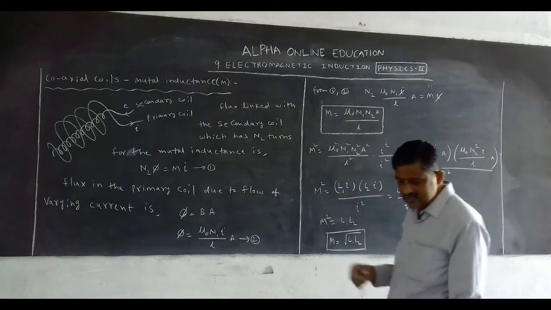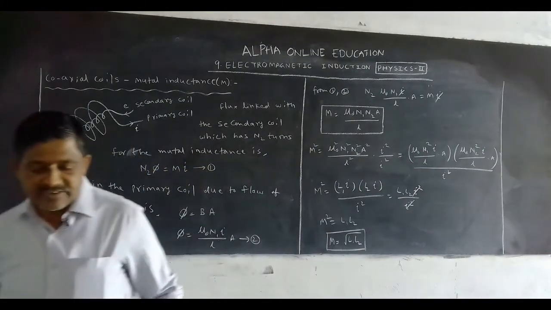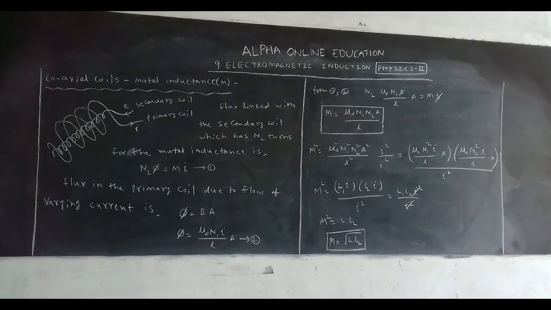Okay, this is about the coefficient of mutual induction for coaxial coils. The formula is M is equal to mu 0 N1 N2 A by L. Another form is M is equal to root L1 L2.